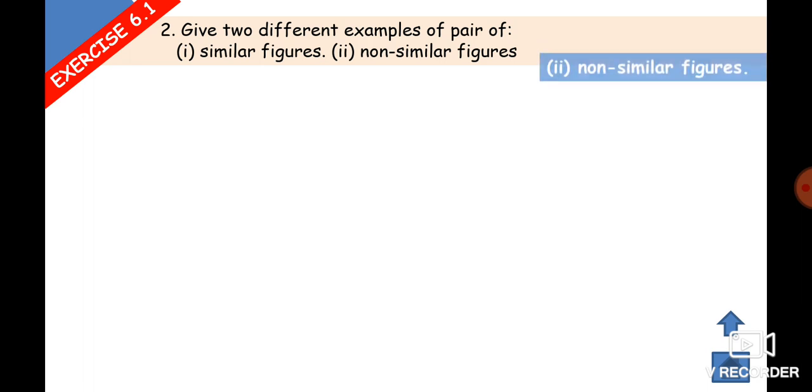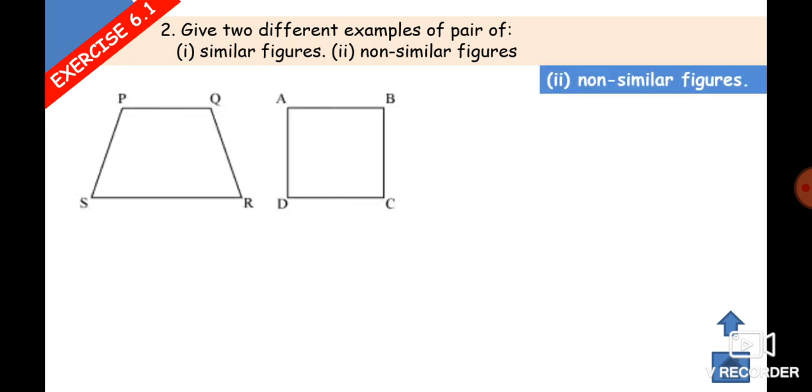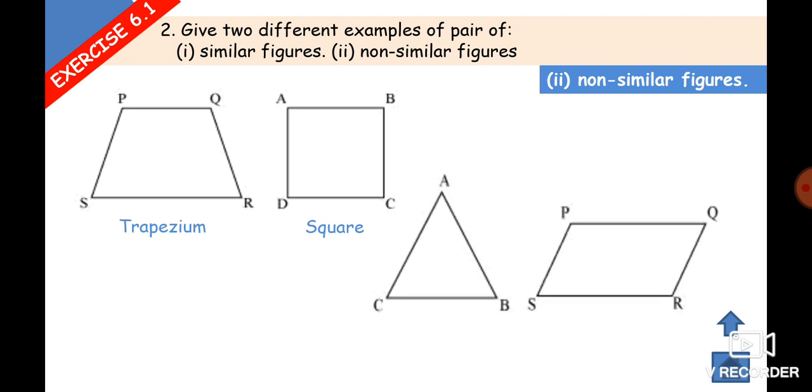Let's see the examples of non-similar figures, right? So first case, we have one trapezium and one square. Angles are not equal. Directly we can conclude the figures are not similar. Second example, one triangle and one parallelogram. As the number of sides are not same, so directly comparison is not possible in this case.